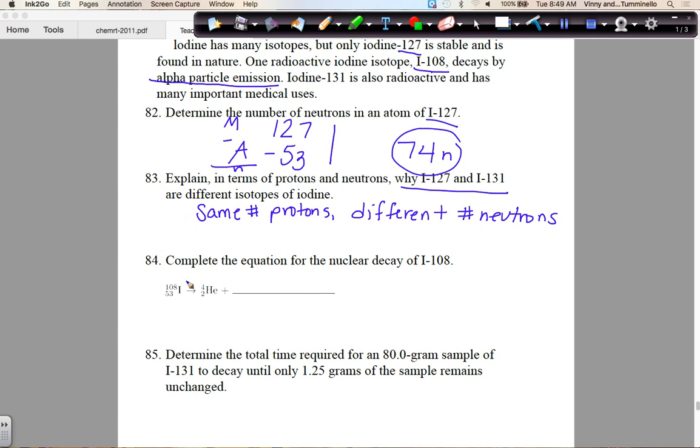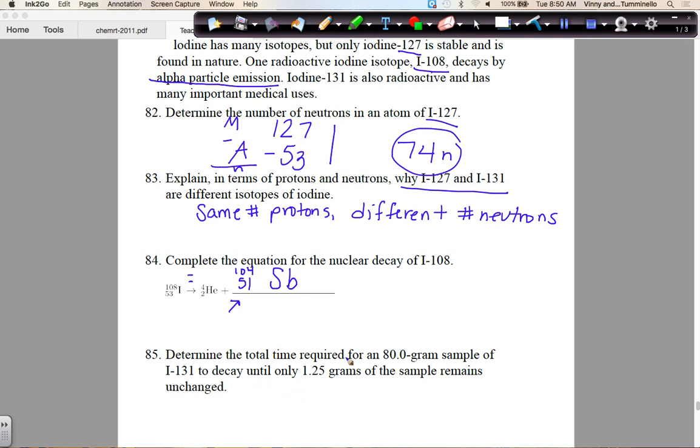Complete the decay equation here for I-108. Remember, the arrow is like an equal sign, so the top numbers and the bottom numbers have to be equal to each other on each side. 108 would have to be 104 plus 4. 53 would be 2 plus 51. We look up element 51 on the periodic table, and that would be Sb, or antimony.